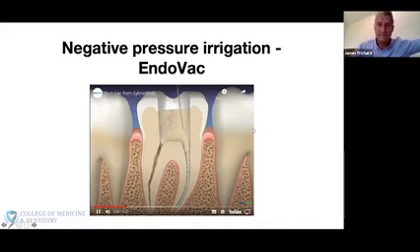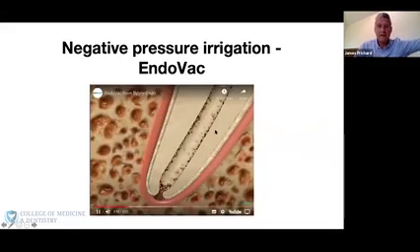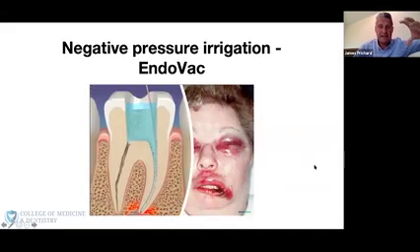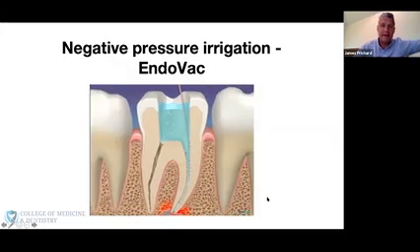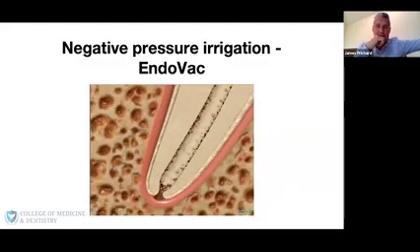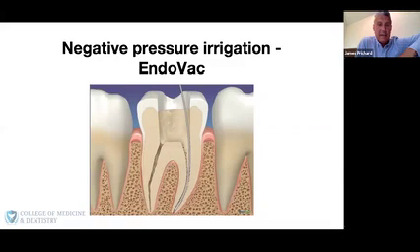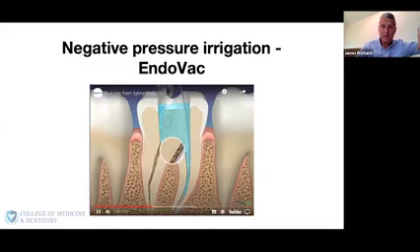Okay, so after shaping, introducing the irrigant, we don't want positive apical pressure that exceeds, that allows the irrigant to go through the apical tissues and create a hypochlorite accident. So EndoVac is a useful system whereby the irrigant is sucked down into the canal space and has a safer method of delivering irrigant.